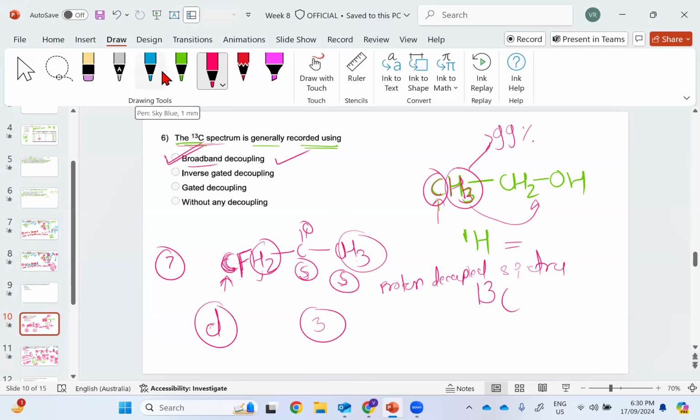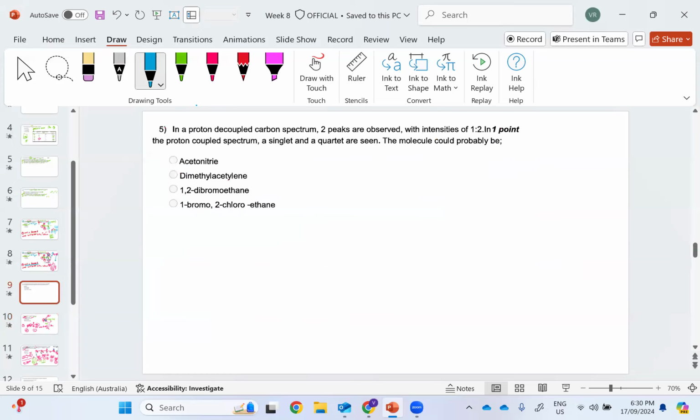Any doubt here? Why do we do the broadband decoupling in the 13C spectra, but not in the 1H NMR? Because of this reason: NMR active nuclei like protons show interference. That is, they show splitting in the 13C spectra if you don't decouple while recording the 13C.